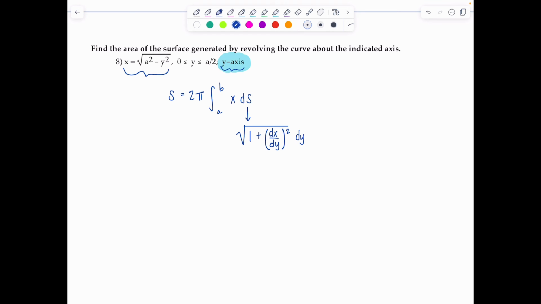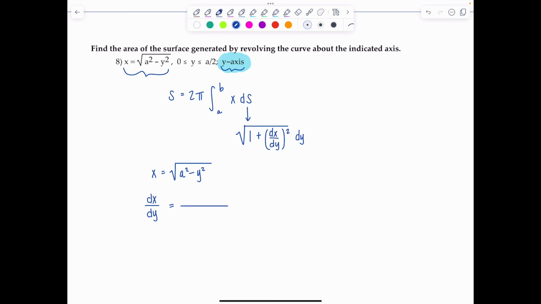That can change up, okay? If you're going to take Calc 3, get used to working with ds and knowing that that means a little piece of arc length, okay? So let's write out x is square root of a squared minus y squared. Now, a is just a constant, okay? I'm going to find the derivative, dx dy.